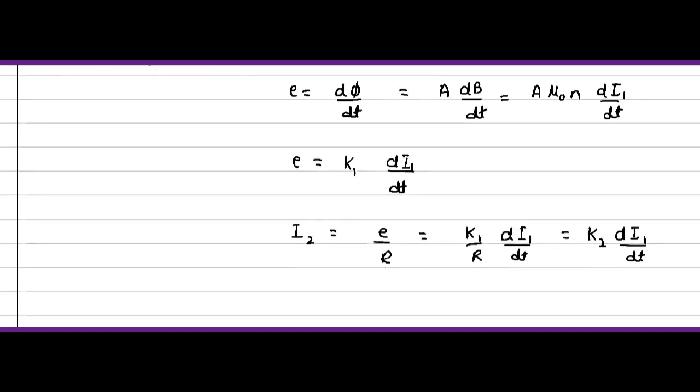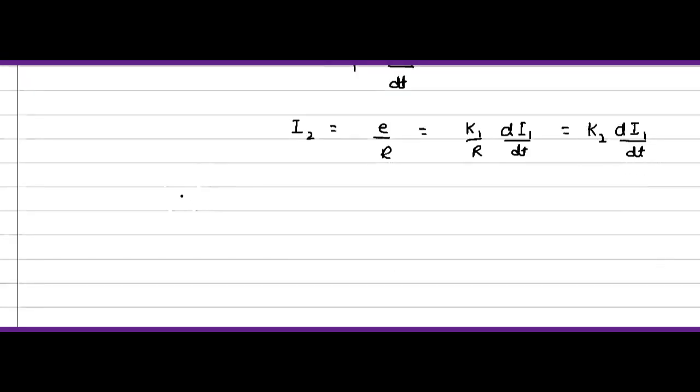Now what would be the value of I₁? Basically it would be an LR circuit. So for an LR circuit, I₁ would be equal to I₀ times (1 minus e to the power minus t over τ), where τ for an LR circuit is L divided by R. Now this is the value of I₁.